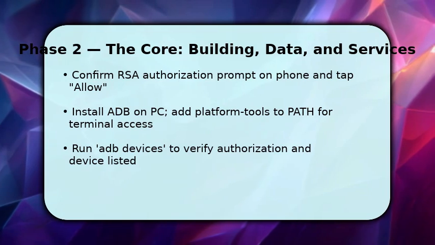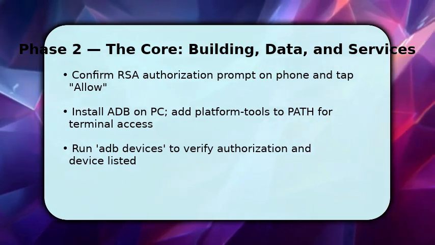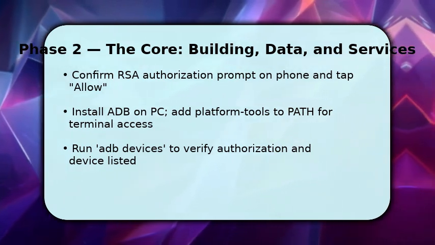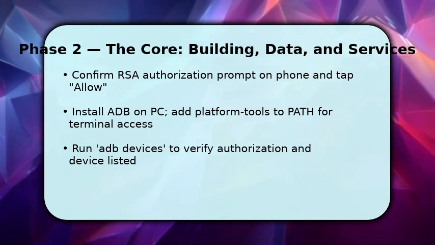Next, you install and configure ADB so you can see and control the device. Add platform tools to your path for easy access. Plug the phone in, unlock it, and watch for the RSA fingerprint prompt. Accept it so the PC is authorized.